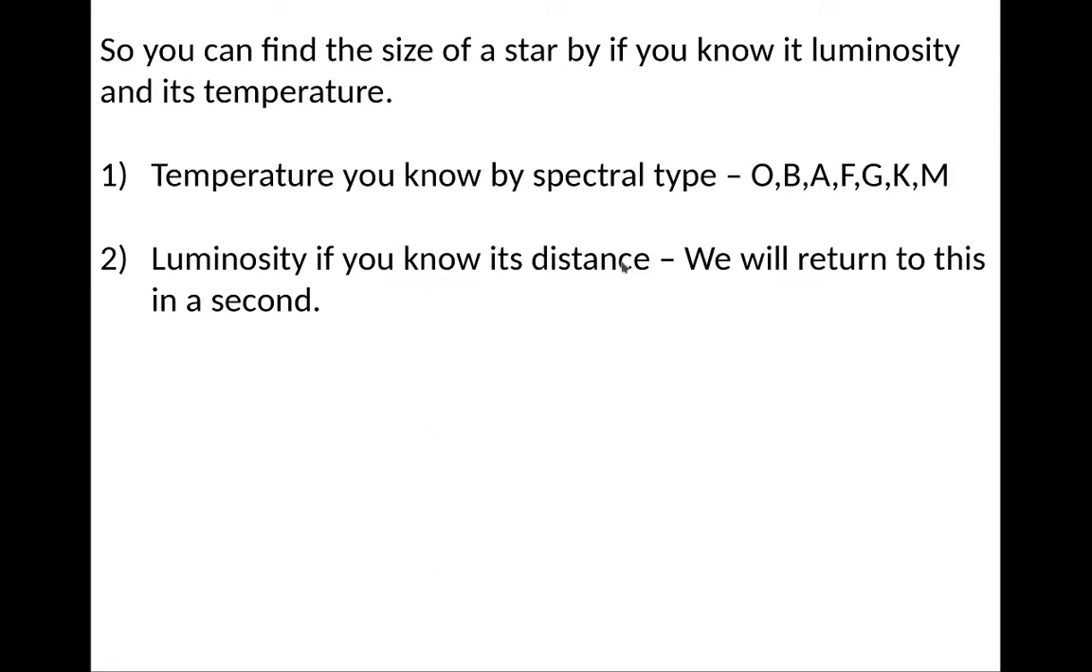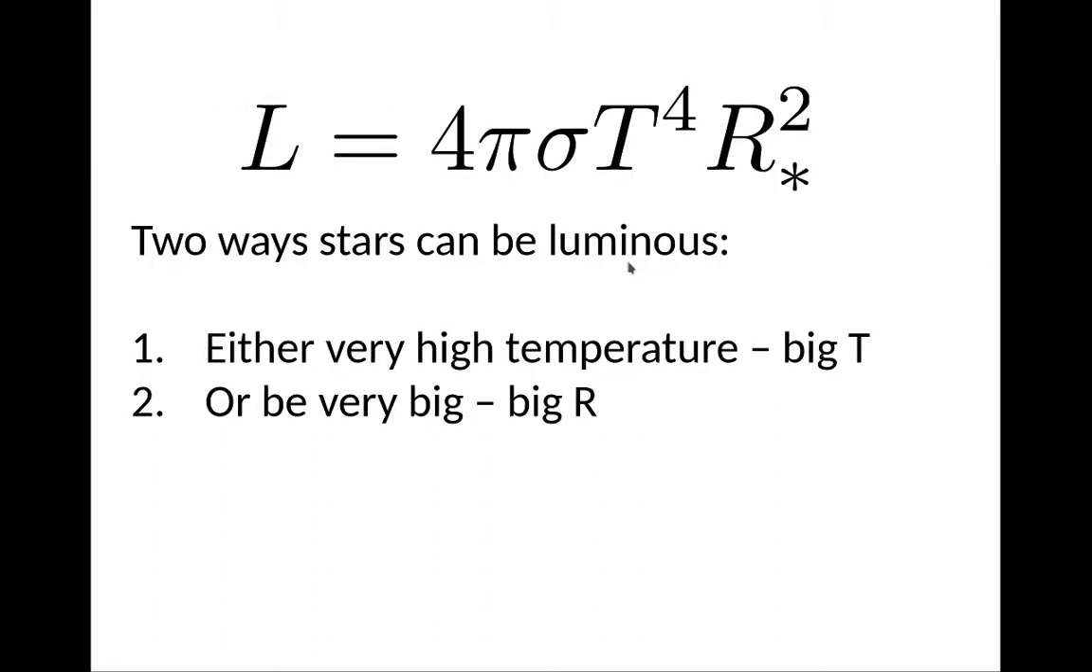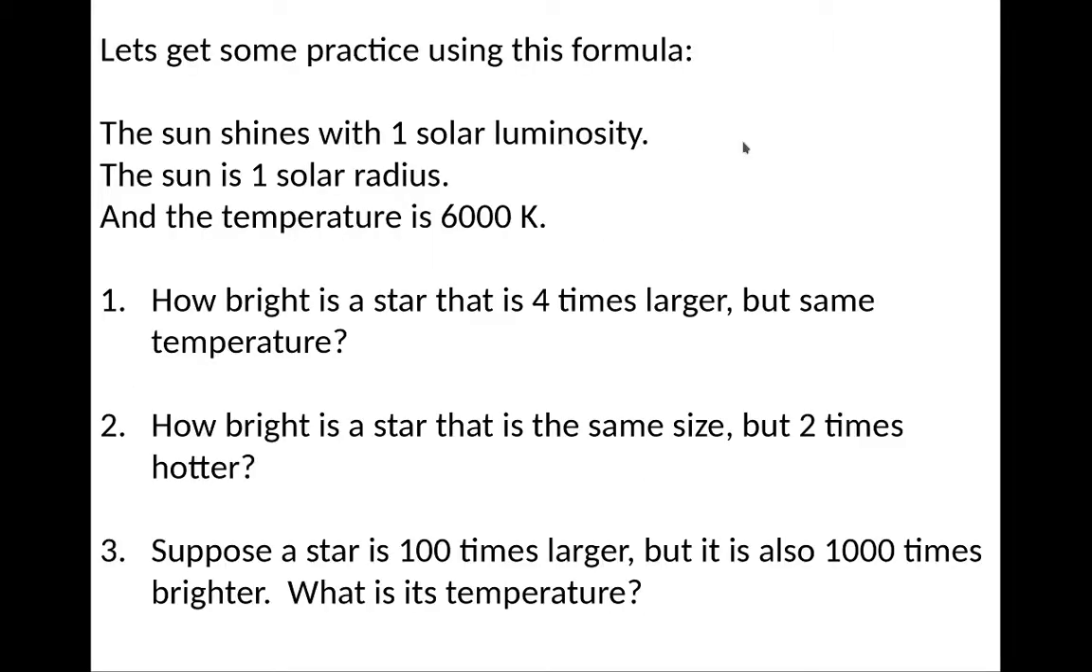Luminosity, you know, if you know the distance, right? So we have to return to this in a second. Basically there are two ways stars can be bright. One is they can be really bright over a small area, so you have a very large temperature, or they can be very big, have a very big R, or it can be both, a high temperature and very big, though typically that doesn't happen.